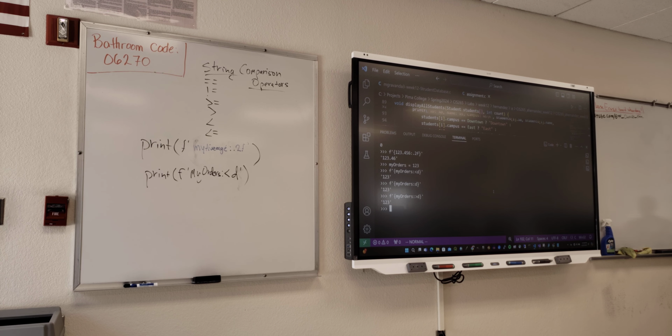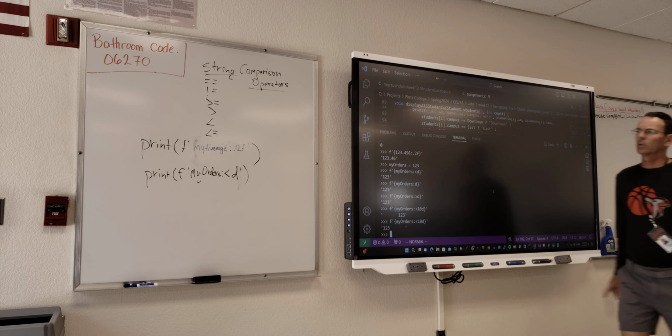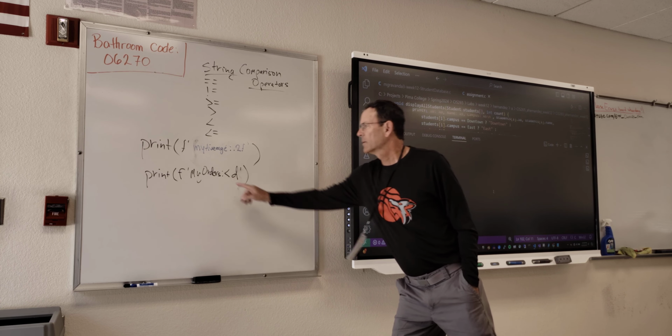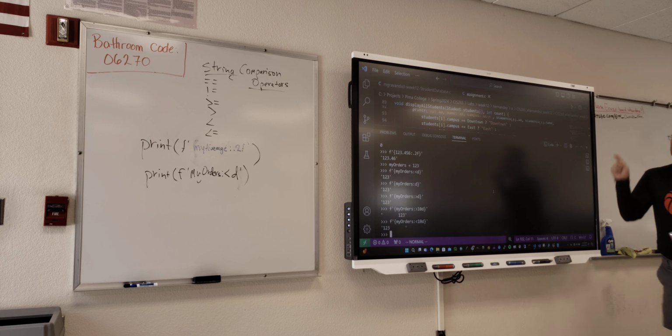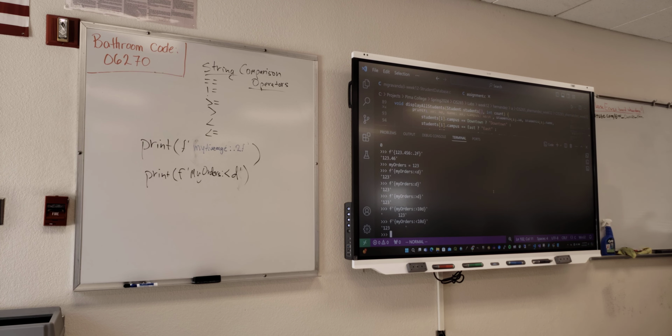Let's see if I put it to the right. So if I put 10D, it would print it to the right. So I think we did it right. We just didn't put a field length in there. Okay, so it's the less than sign, which prints it left justified.